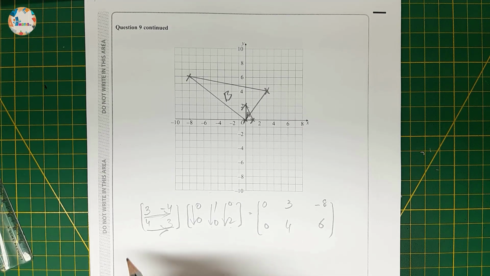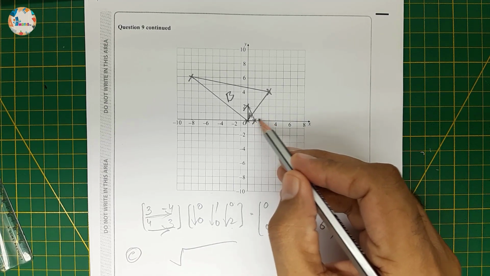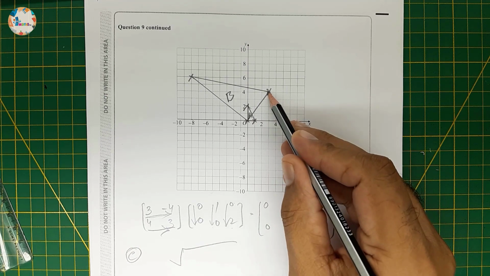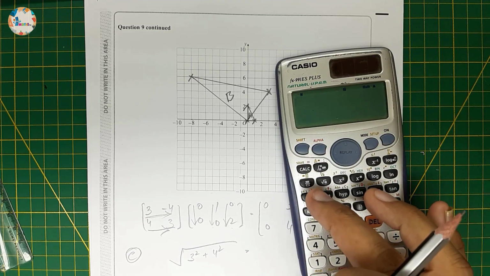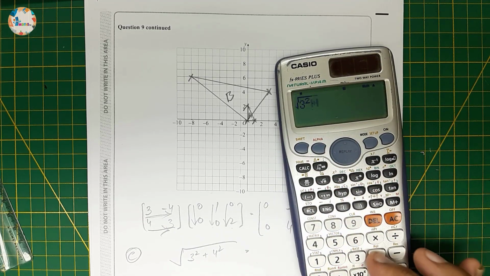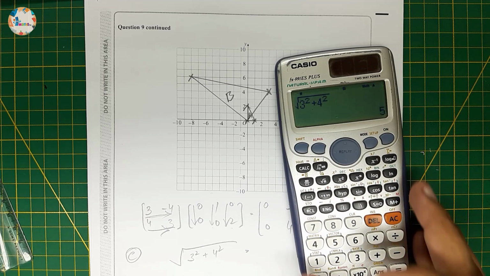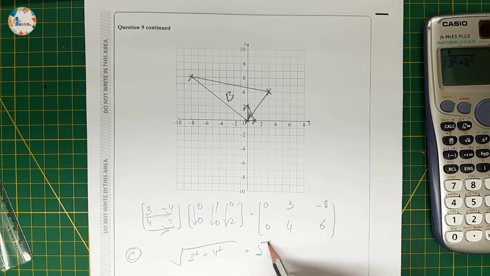So for the C part, we will be taking, for example, this one, 3 units and 4 units. So we can take as square root of 3 squared plus 4 squared, which we can check with the calculator, and this will be equal to 5. So this one is done.